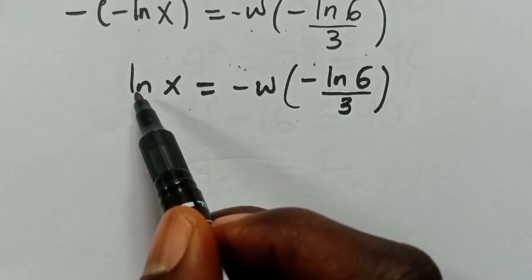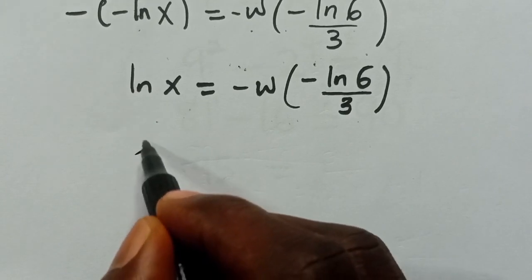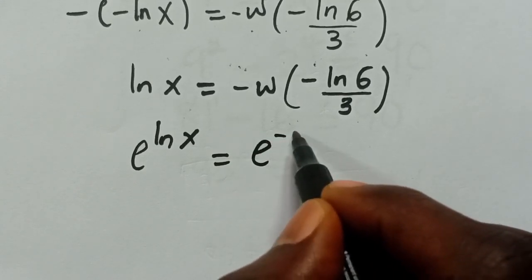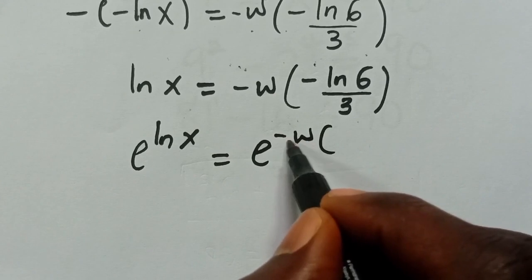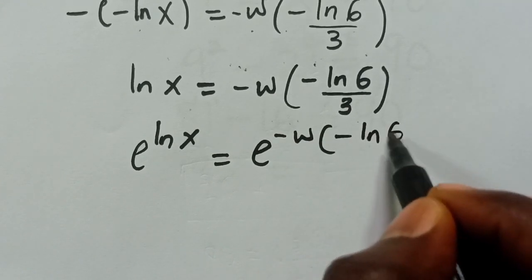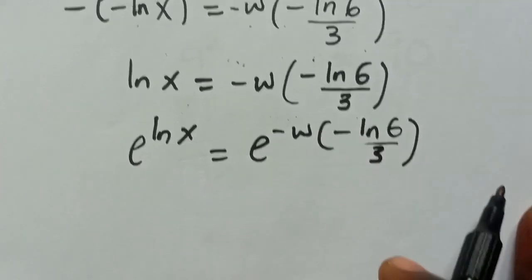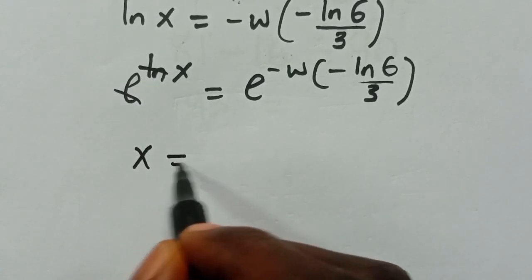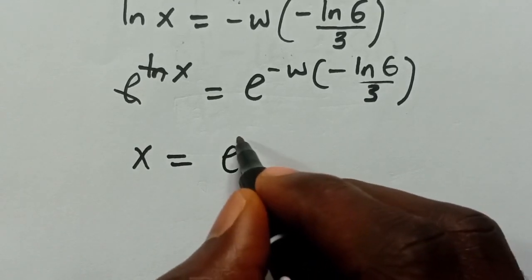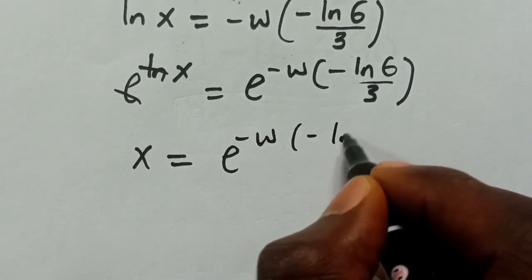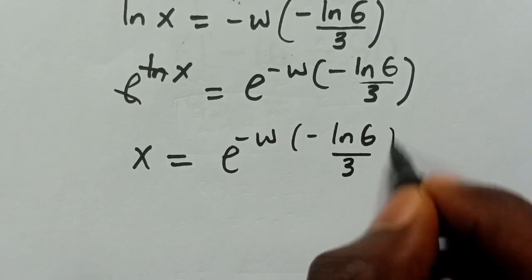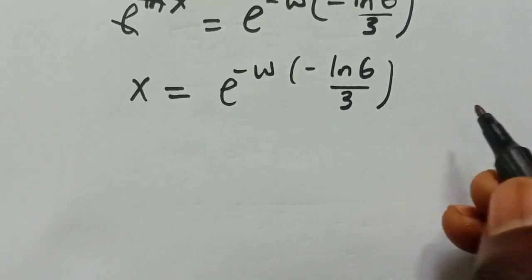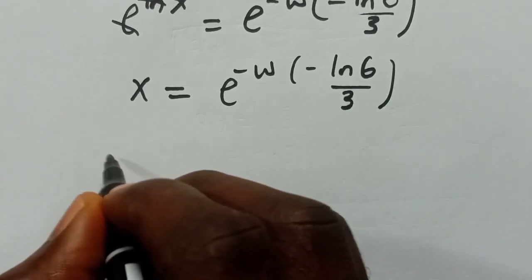So to avoid this natural log, we can take the exponent of both sides as e to the power of ln of x equals e to the power of minus W Lambert function of minus ln of 6 divided by 3. So from here, this we cancel this. We have x equals e to the power of minus W Lambert function of minus ln of 6 divided by 3. So this is the value of x.